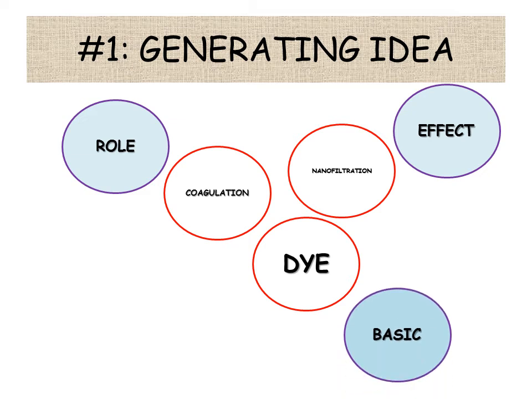And you can add some of basic or fundamental things. Maybe you can add some basic on coagulation. What is coagulation? What is the mechanism of coagulation? What is nanofiltration? Okay, what is the mechanism for nanofiltration? What is dye? What is the molecular structure of dyes? So this is all the basic thing. This is important. Okay, when you are going to generate your idea.